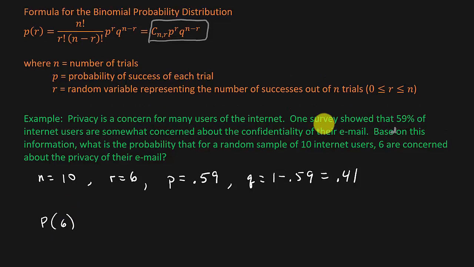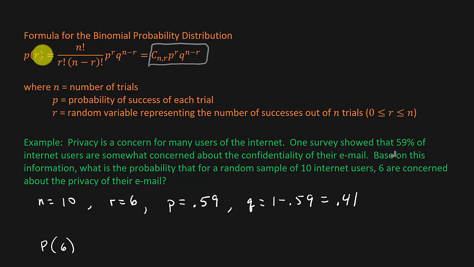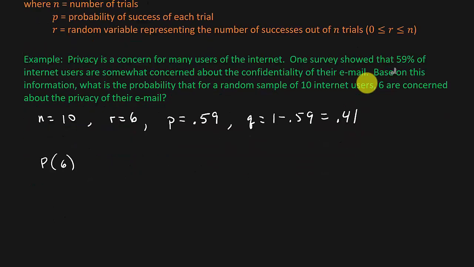Now let me say this. In this book that I teach out of, they use R here for the probability of success. Some books use the letter X. It doesn't matter what letter you use. They're both the same thing. Some books use X to represent the number of successes, and some use R.